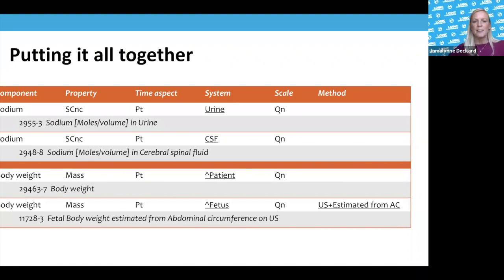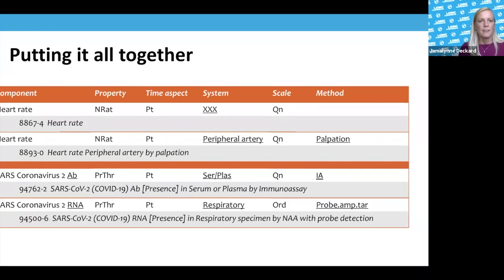And then for body weight, we have the difference is the system again, the patient versus the fetus, and then ultrasound estimated from abdominal circumference. And then these examples show the heart rate, and then also the SARS coronavirus 2 example. So for heart rate, the system XXX just means it's unspecified, meaning it could be from the peripheral artery or arterial measurement, whatever it might be. So that's your most basic generic heart rate code there.